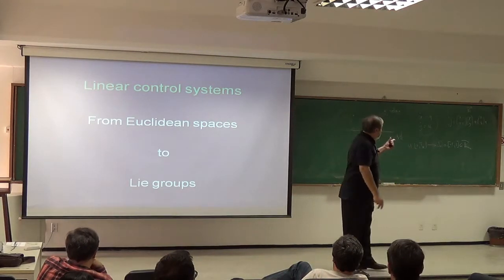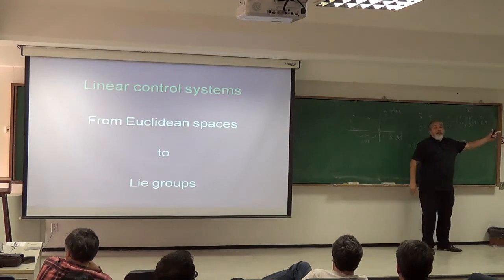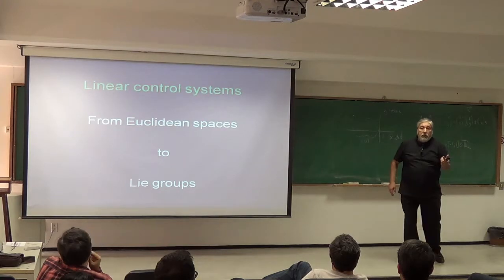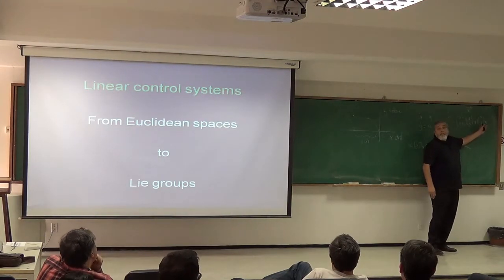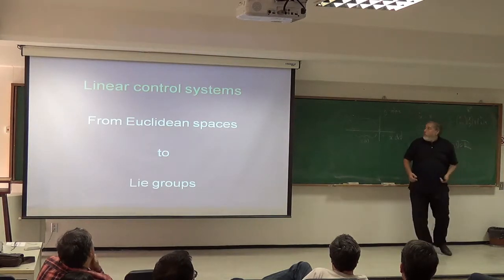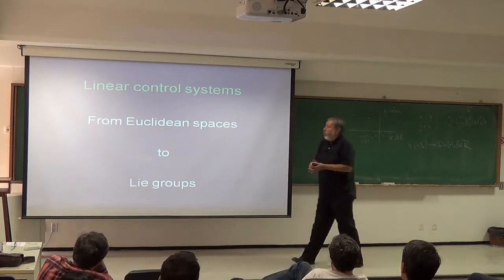It's very easy because you just change the matrix, and here you can have more than one control. So you will have something like an n by m matrix, with m the number of controls. And then, from the Euclidean space, we go to Lie groups.